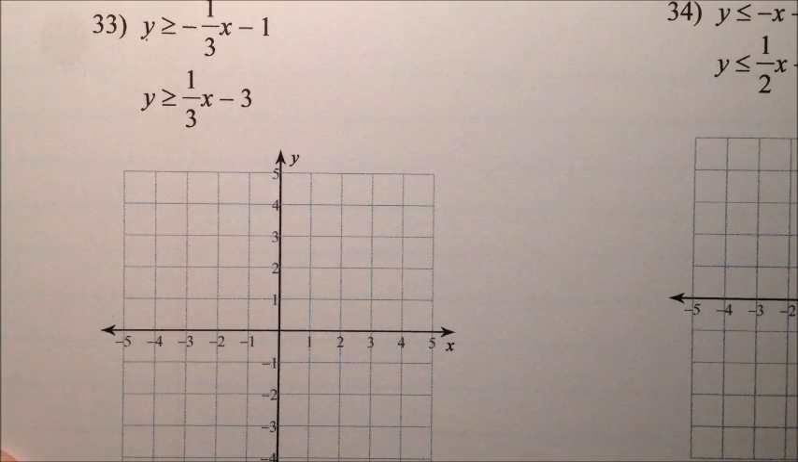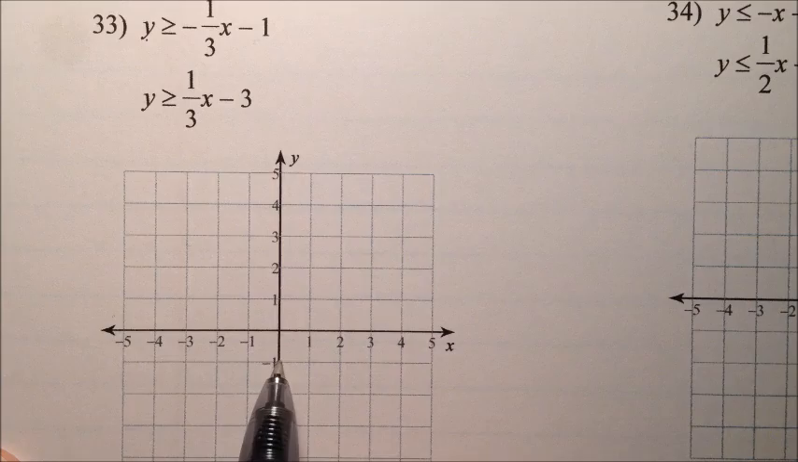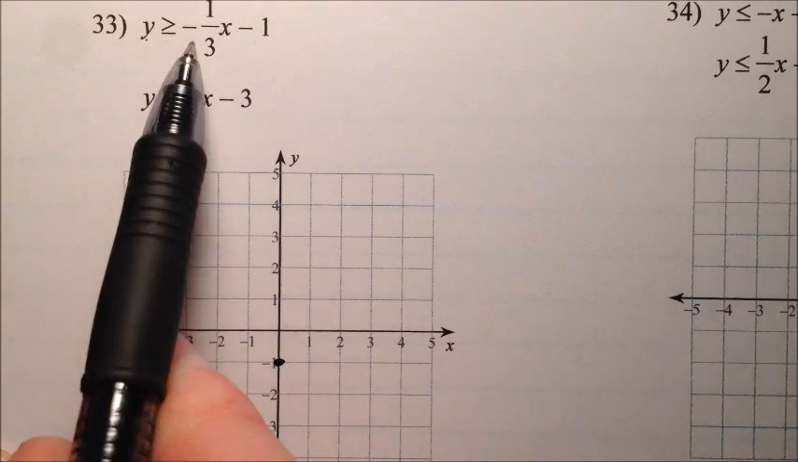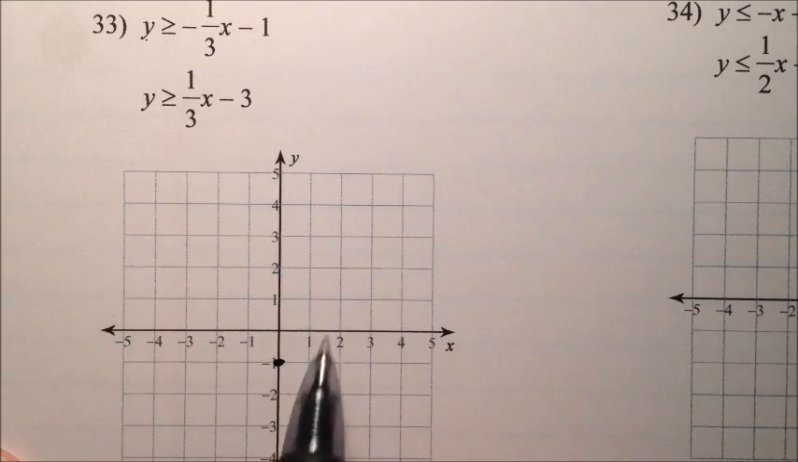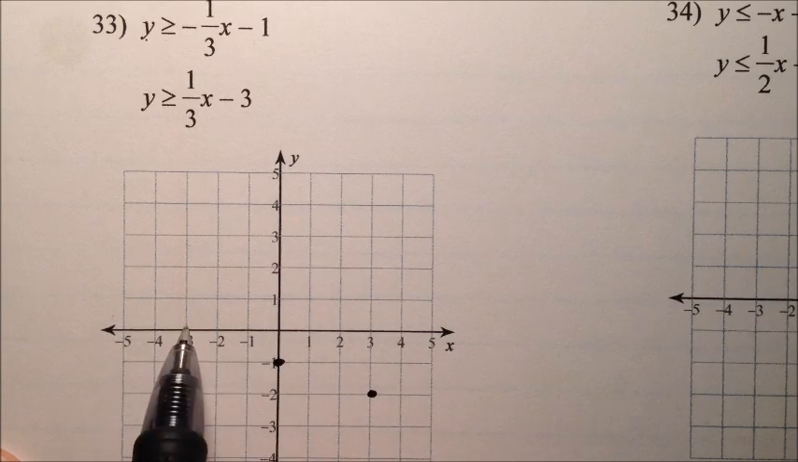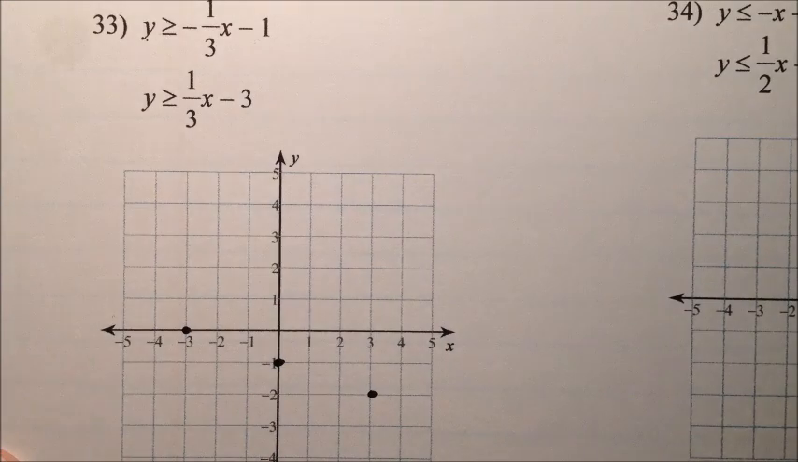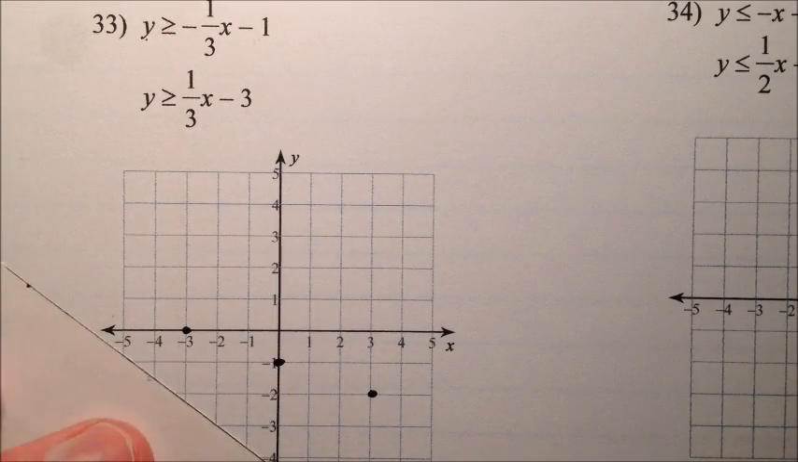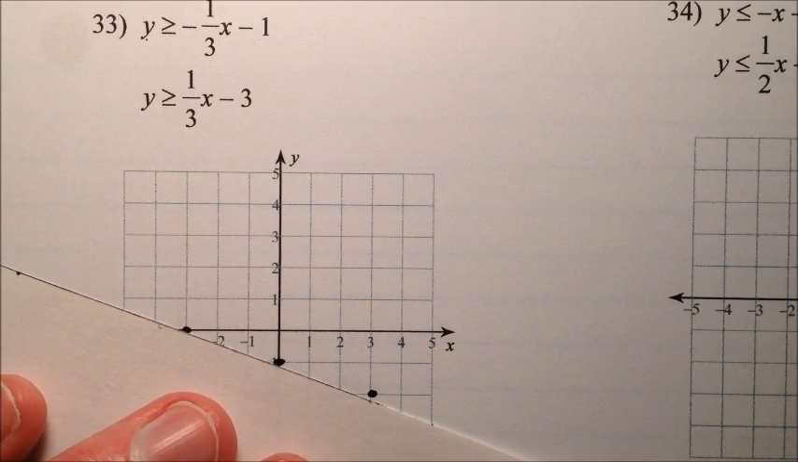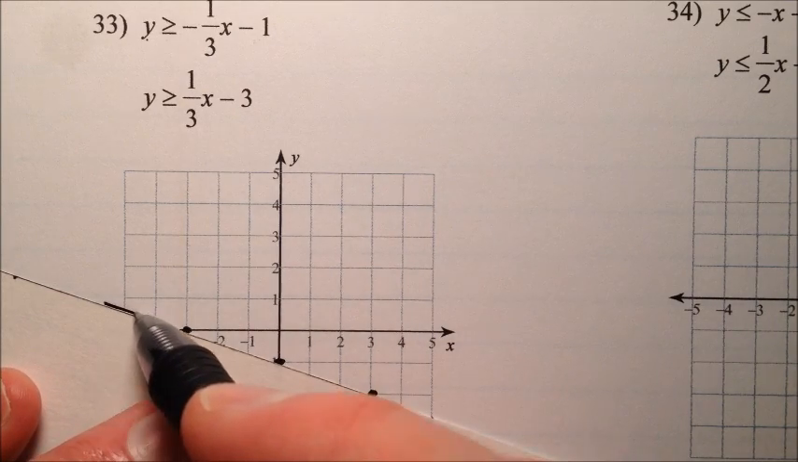to shade that region. So this first one, its y-intercept is negative 1, so we're going to start down here at negative 1, and then our slope is negative 1/3, so we're going to go down 1 over 3, or we can go up 1 and back 3. And because it's greater than or equal to, we're going to do a solid line. So if it didn't have that equal to along with it, we'd do a dashed line, but it does, so we'll do a solid line here.